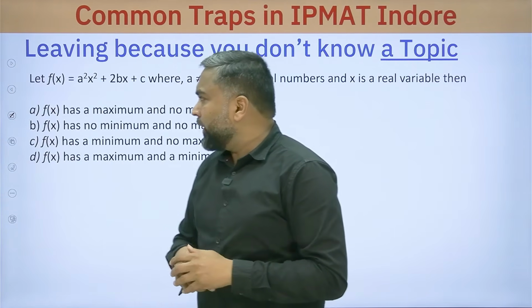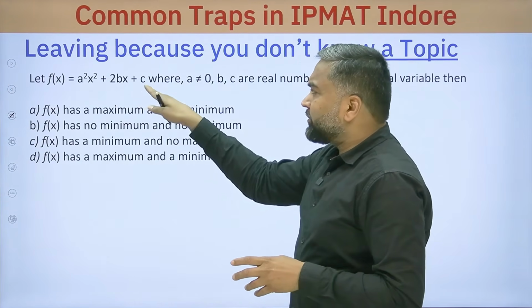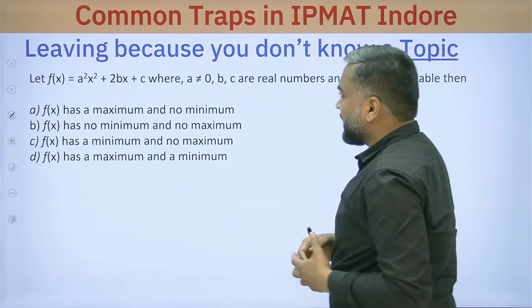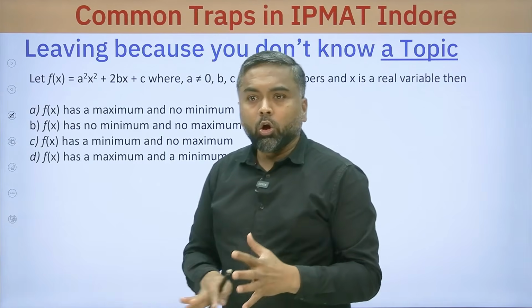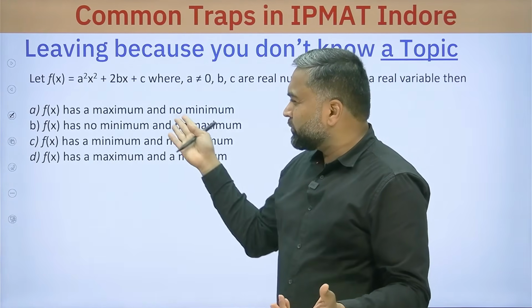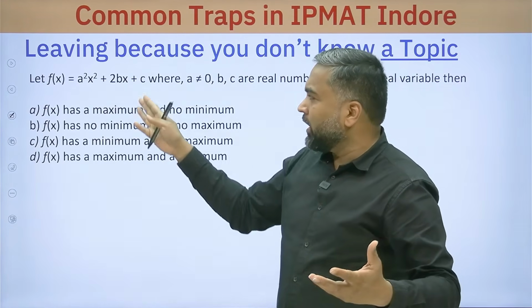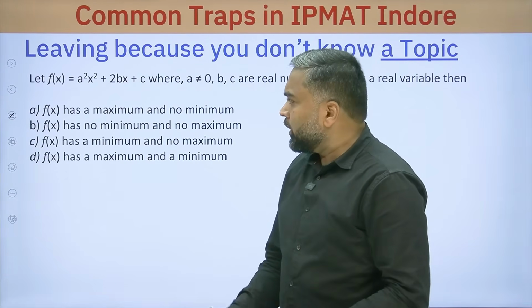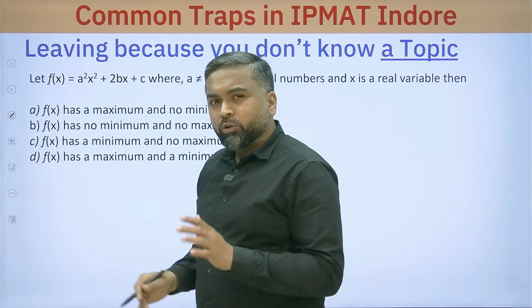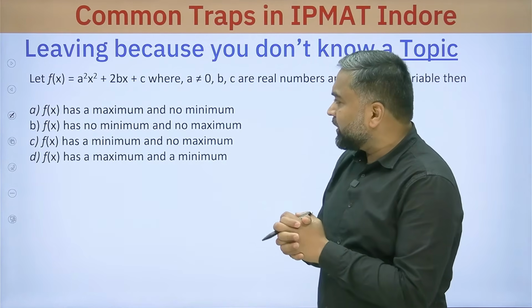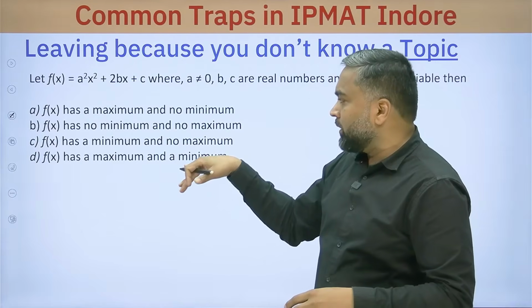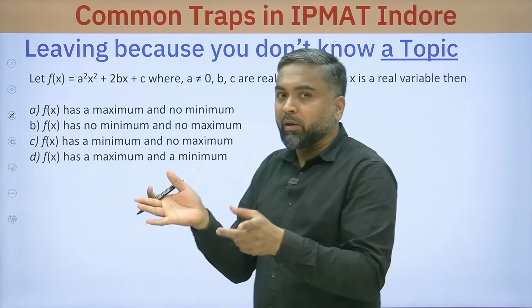If I move to the next question, f of x is equal to something, a is a real number, x is a variable, then which of the following is true? Again, a lot of students did not attempt this because they're talking about maxima, minima. There is no derivative, it has a variable in a quadratic equation. But if you read the option carefully, it talks about f of x has a maximum, does not have a minimum, has a minimum but not a maximum, and talking about maximum and minimum.